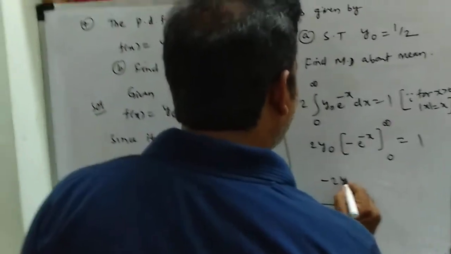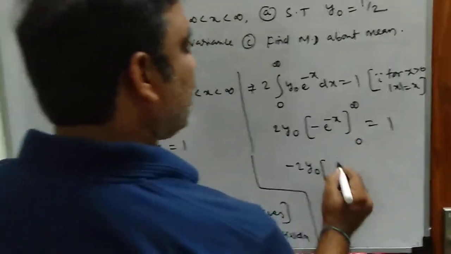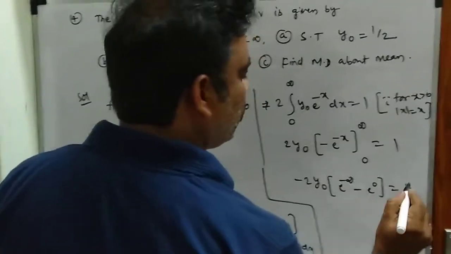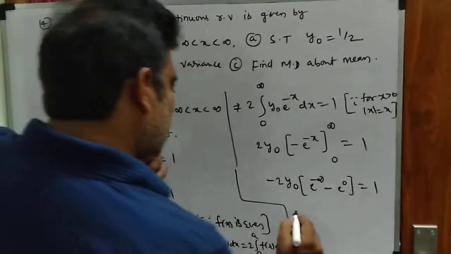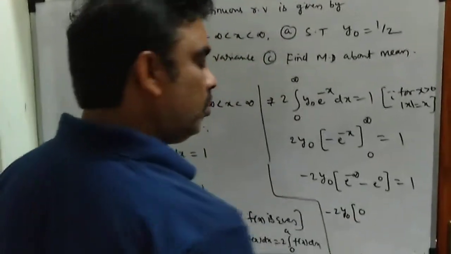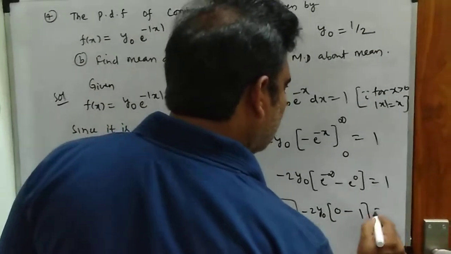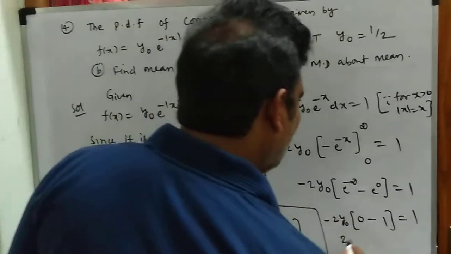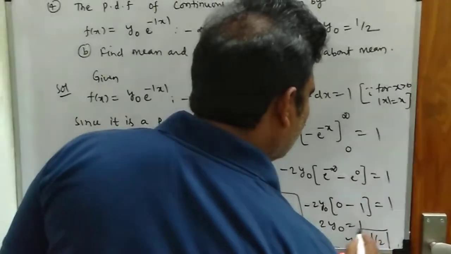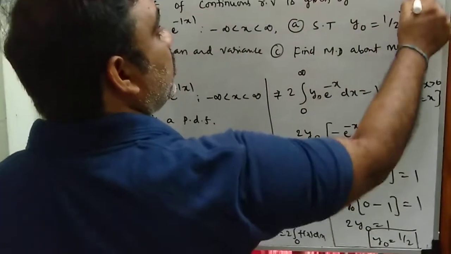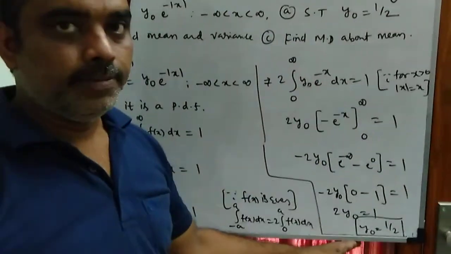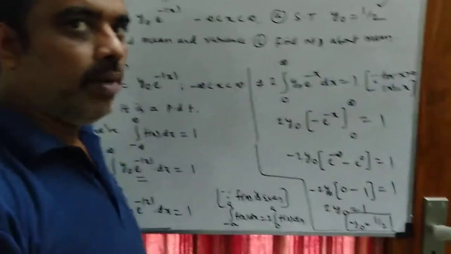So minus 2y naught, on substituting the upper limit e power minus infinity and lower limit e power 0, is equal to 1. Minus 2y naught into e power minus infinity is 0, and e power 0 is 1, so that is equal to 1. So 2y naught is equal to 1, or y naught is equal to 1 by 2. That is the first value. Show that y naught is equal to 1 by 2. Is it right or not? Y naught is equal to 1 by 2.